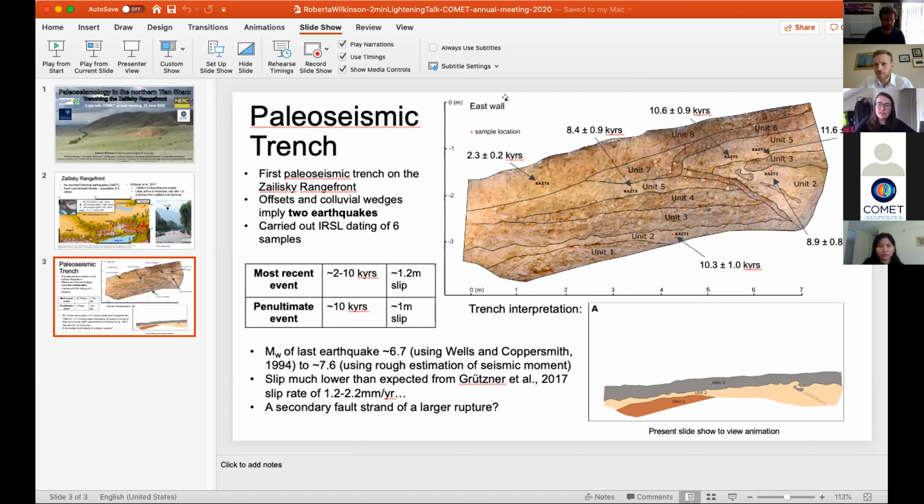But we really do want to go back and trench it more, and that was a plan this summer, but obviously it's been postponed. And I'll be looking at various bits of imagery and Pleiades stems and stuff to try and identify places that we can do that.